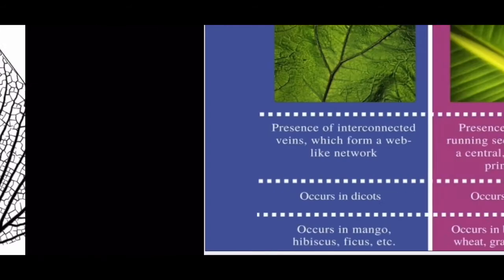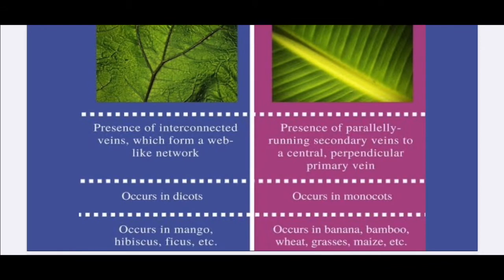Reticulate venation occurs in dicot plants like rose, beans, hibiscus, neem and so on. These plants have a taproot system. Parallel venation occurs in monocot plants like bamboo, wheat, rice, maize, grass and banana. These plants have a fibrous root system.